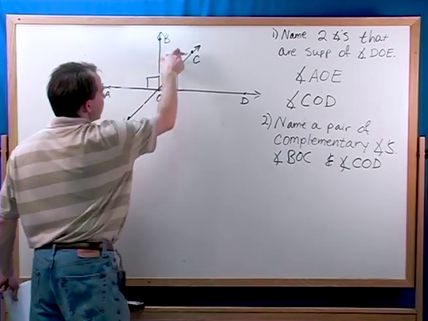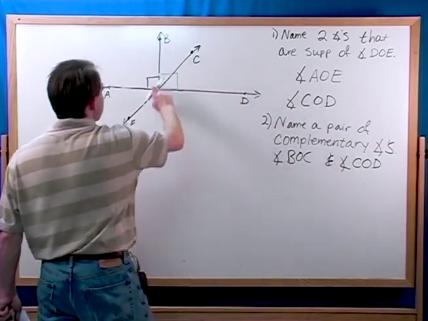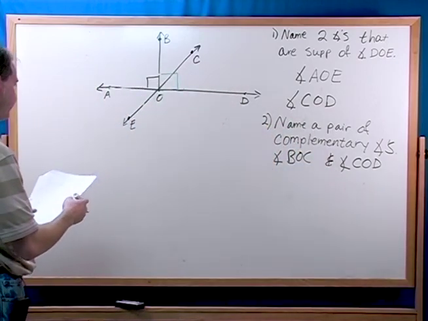And if that's 90 degrees, then this angle plus this angle must equal 90 degrees. So that's what I put. BOC and COD are complements of one another, okay?